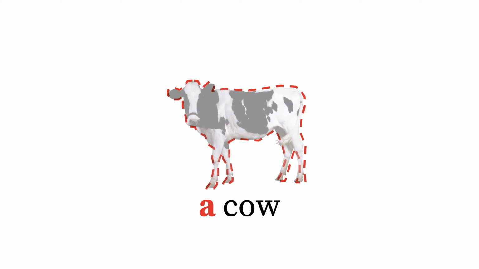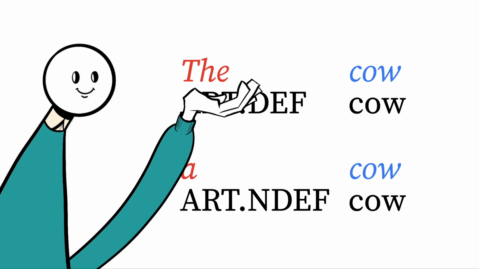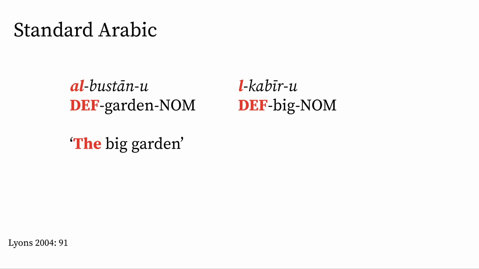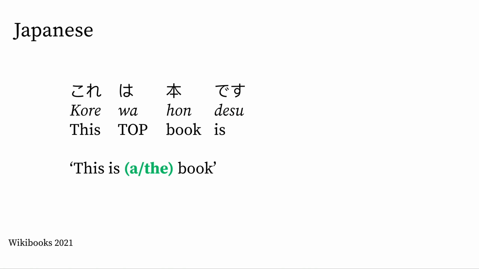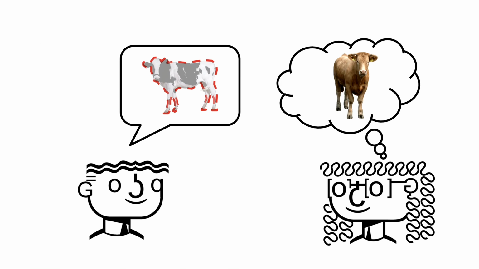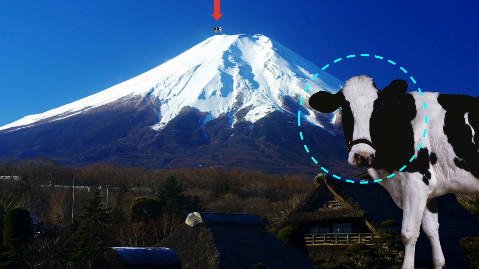definite and indefinite nouns. Every language can express definiteness to some degree, however clunky, but in English, it's a mandatory part of the grammar. Other languages mark definiteness differently, if at all. In Standard Arabic, definiteness is marked on the noun and the adjective, but other languages like Japanese don't explicitly mark definiteness at all. Now, Japanese is no less capable of distinguishing between a specific cow and any old cow. It's just that the distinction is left to context, not to grammar.